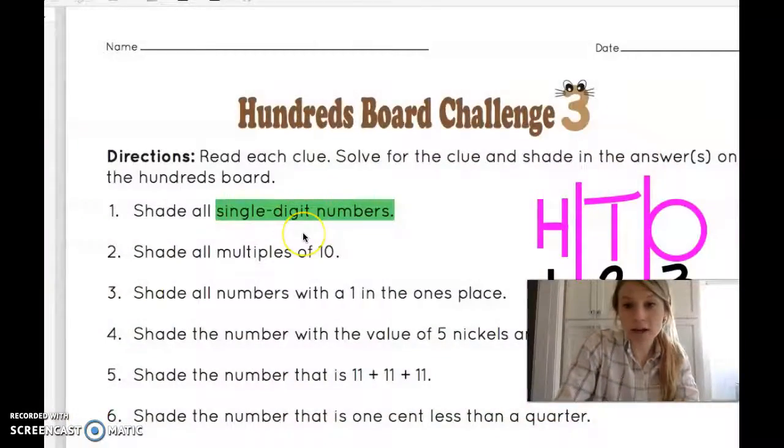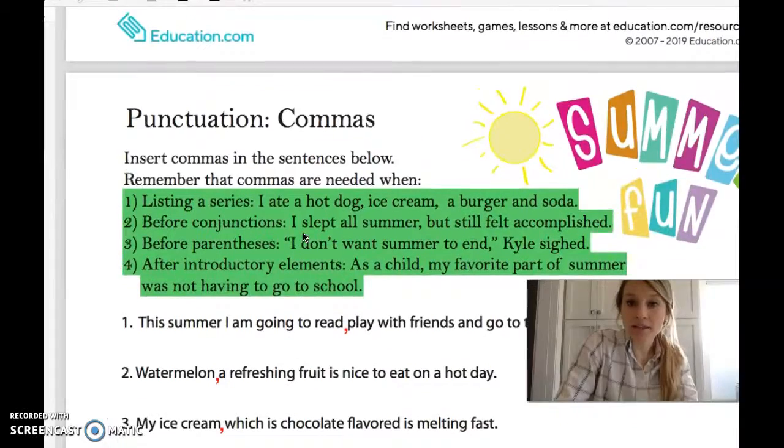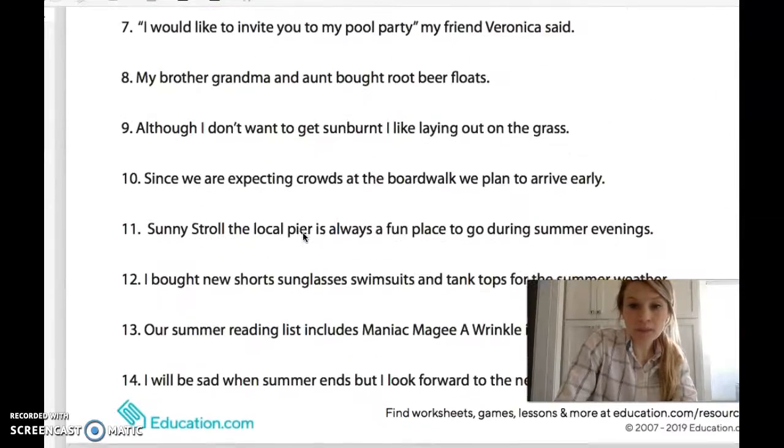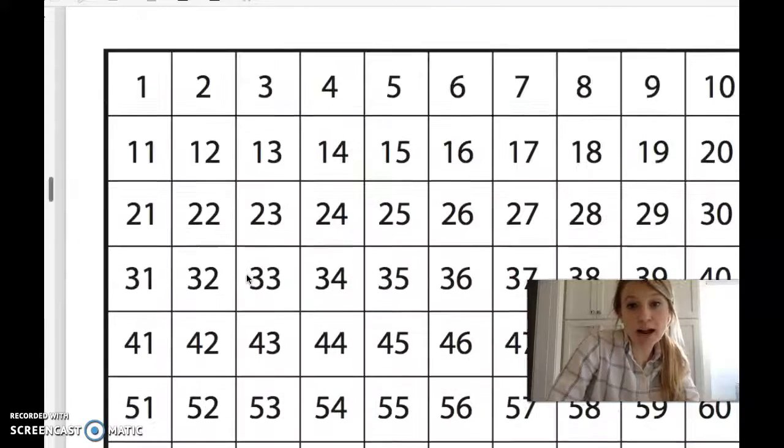We are ready to do math today for our second day in the next packet. So let's go ahead and look at what page we're on. We just got done doing all of our commas for reading, and the math is going to be the next page, and it's actually a pretty fun kind of game today. It's called the Hundreds Board Challenge. You're going to read each clue, solve for the clue, and shade in the answers on the hundreds board, which is right here.